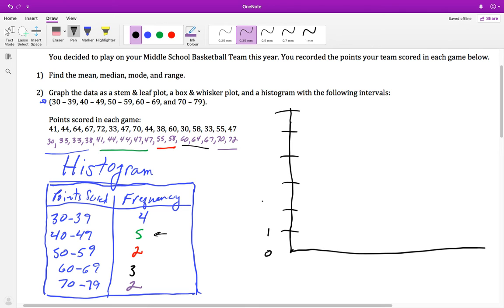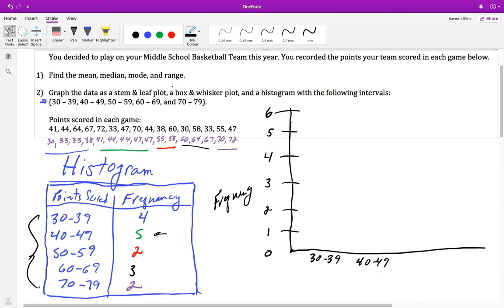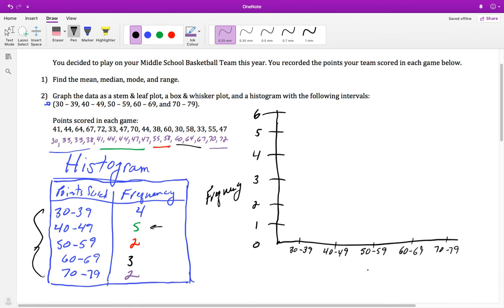So I'm going to list what my frequency is. So 1, 2, 3, 4, 5, 6. Over here, I'm just going to write this sideways, frequency. Normally I write it going vertical. And then on the bottom, I'm going to write what my intervals are. Well, my intervals are here, 30 through 39 and so on. So it will be 30 through 39. Then it will be 40 through 49. Actually, let me pause this and write these in. All right, so now I wrote in my intervals here on the bottom.